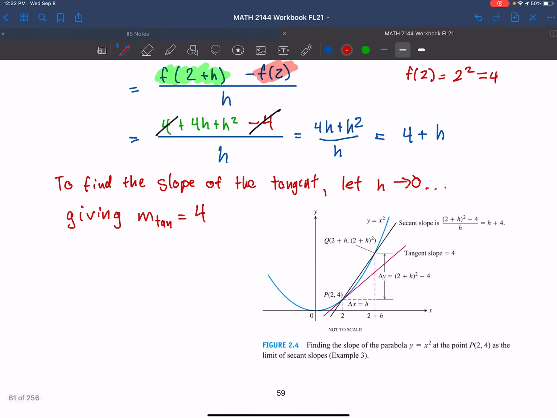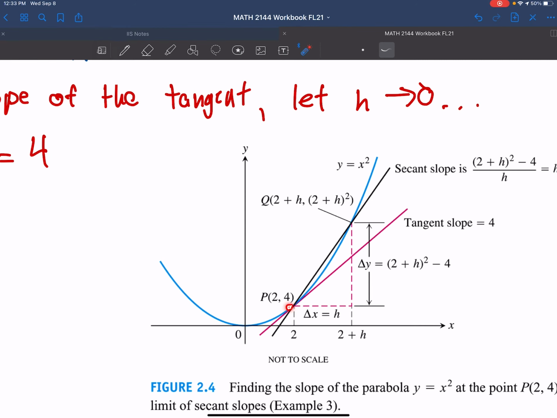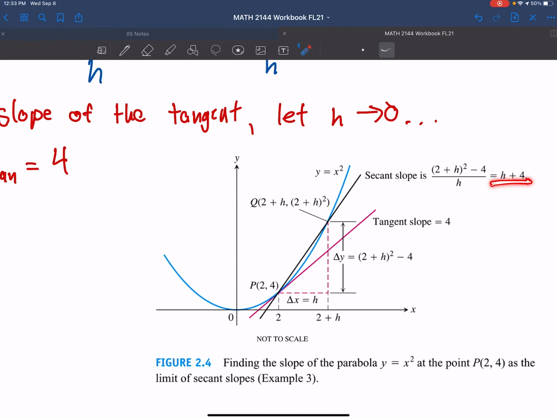So there's a lot going on in this picture right here. But if you look at this, in black, we have a secant line. We found the secant slope as h plus 4, where if you think about it, if you let h equal 1, then this would be the point 3, and you would have a slope of 5. But what we're concerned about is letting this point slide closer and closer till we get the slope of this tangent line, which indeed is 4.